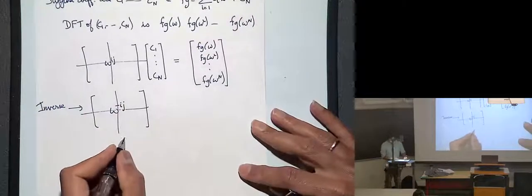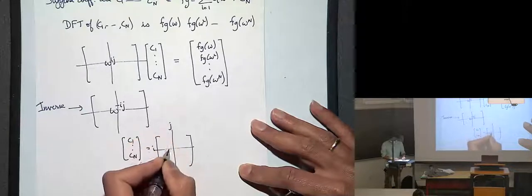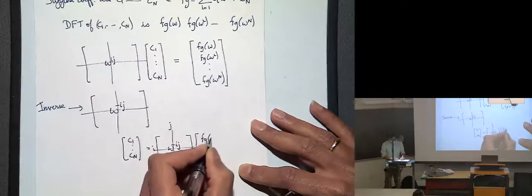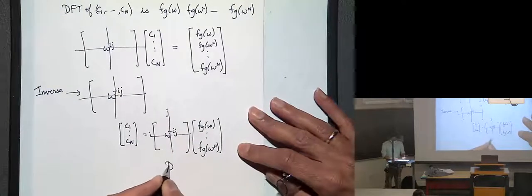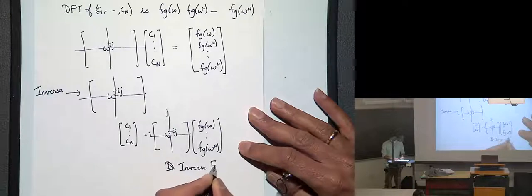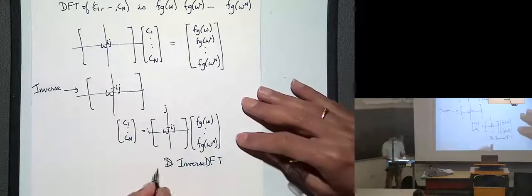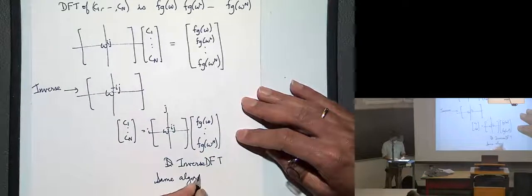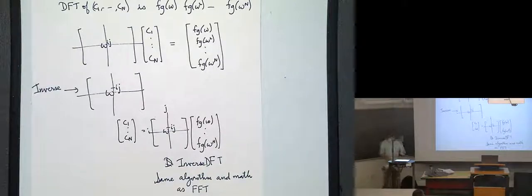So you can essentially express C1 to Cn as this matrix times f(g) omega to the power n. And this is called the inverse DFT, but the same math works, the same algorithm and math as the FFT. So then you can essentially invert the matrix as well, and the same computation works. And so you can do polynomial multiplication in n log n.